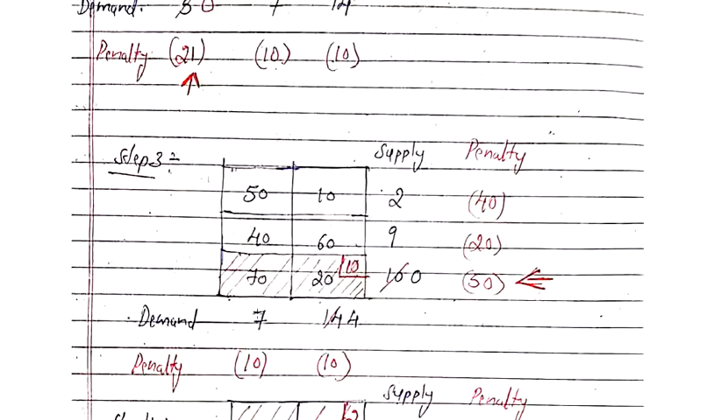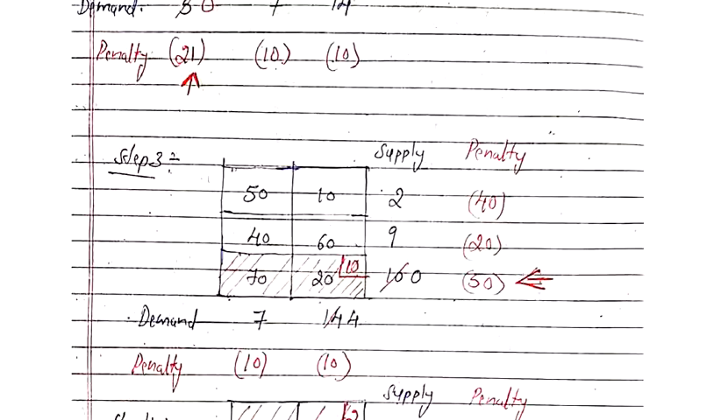50 minus 40 is 10, so I get a penalty of 10. Again here 10, 60 and 20, so 10 is the minimum cost. The next number, or the nearer number to that least cost, is 20, so 20 minus 10, 10 is my penalty. Out of these penalty costs, 40, 20, 50, 10 and 10, which is the highest? I have got 50 as the highest penalty cost.